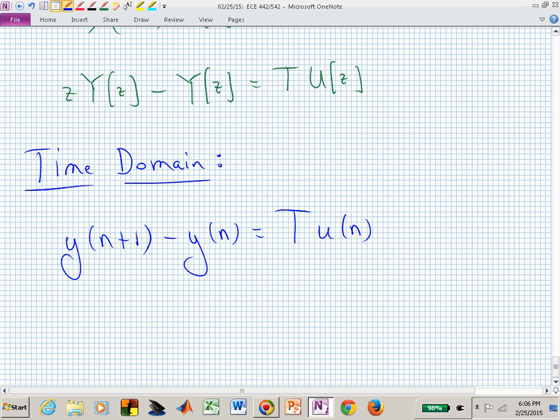Or the difference equation. I could look at this recursively and say, to generate the next output in this relationship between input and output, to produce y at time n plus 1, I simply take the previous y and add to it T scaling u at time n.